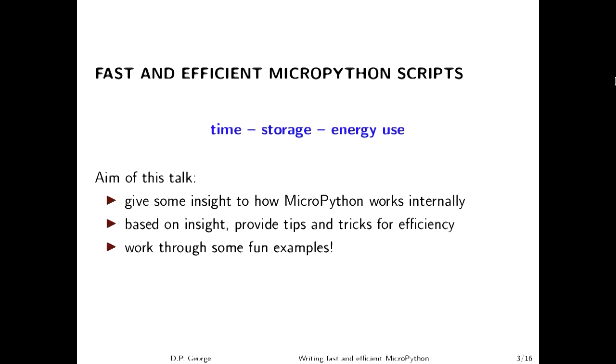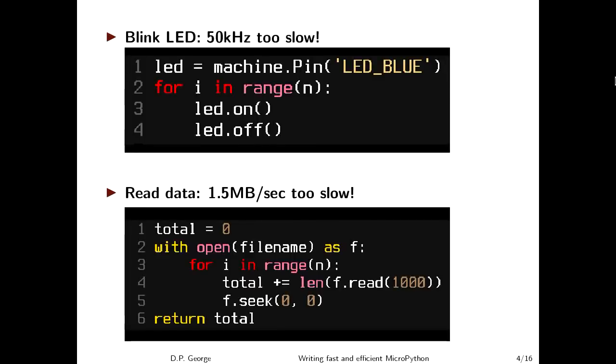So the aim of this talk is to give a little bit of an overview of some technical details of MicroPython and how they relate to efficiency. And based on that insight, give some tips and tricks on how to make things faster if you're writing code. And some of these tricks will also be useful for normal Python and even programming in general. And then there's a few examples just to motivate this whole thing. And I'll start with those two examples.